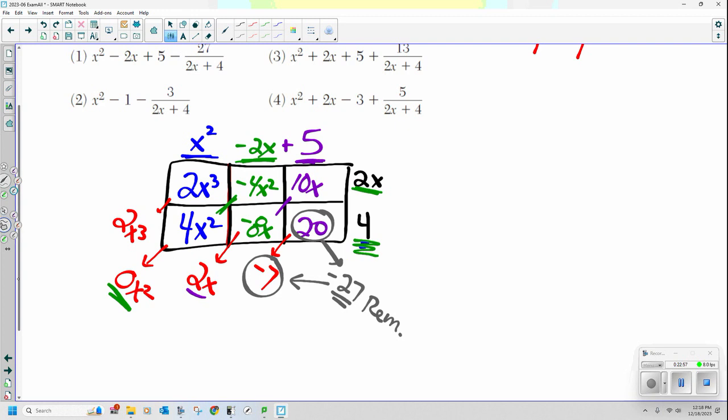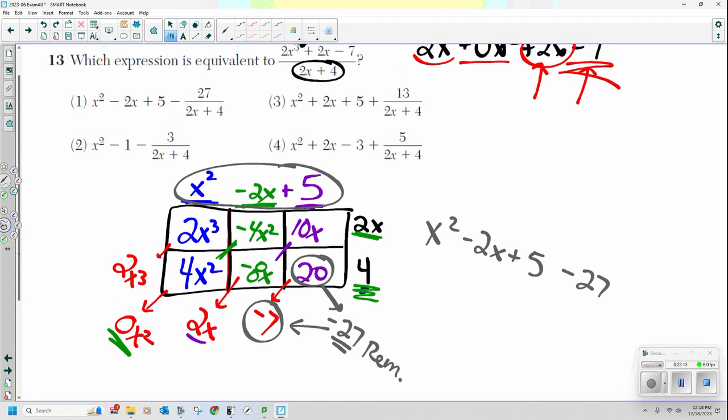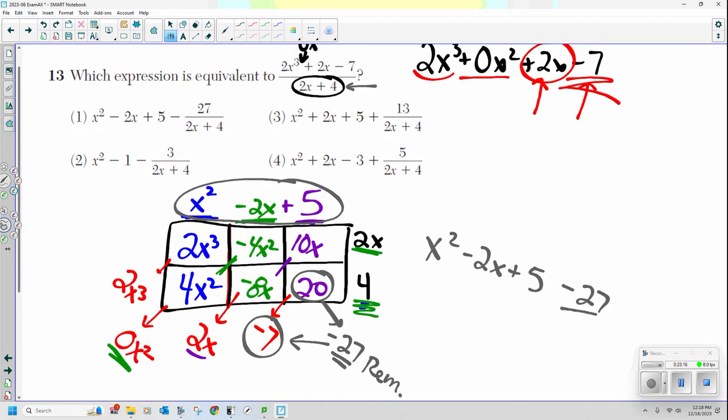Okay? So as I look up at my answers, my answer to my division problem is x squared minus 2x plus 5 with a remainder of negative 27. My remainder always goes over what I'm dividing in. You see I got 2x plus 4? This remainder should be over 2x plus 4. And there is one answer on this board that is that same thing, and that is choice 1. A lot of you right now are thinking, I would have probably graphed them, and that's fine. But at some point, you're going to need to know how to divide some polynomials.